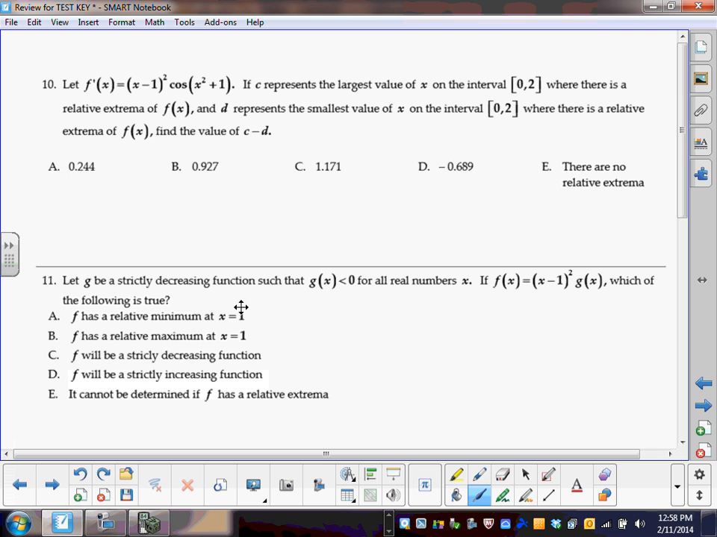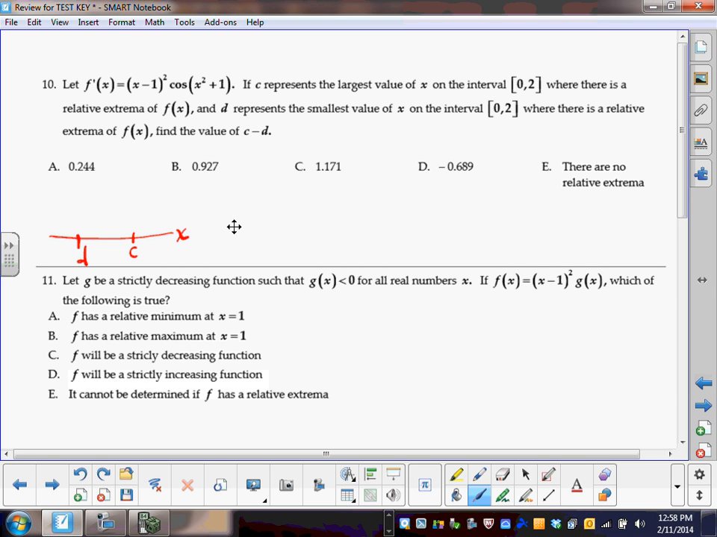Okay, so this next one is giving us the derivative function. It says C represents the largest value of x on the interval 0 to 2 where there is a relative extrema, and D represents the smallest value of x on the interval where there is a relative extrema. So what we're saying then is when we're looking at the x-axis, C is the largest value and D is a smaller value. Means they occur in that order.